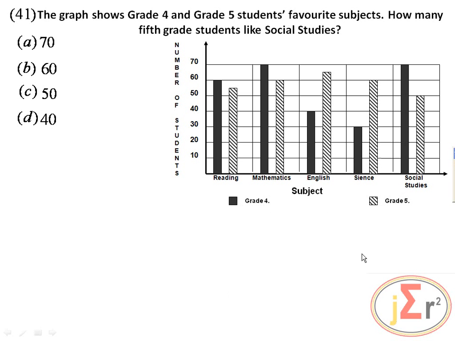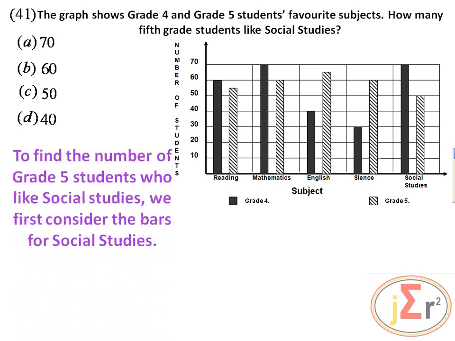So the striped bar is represented by what set of students, Jerry? Grade 5. And the completely dark bar represents which students, Jerry? Grade 4. Right. So let me ask you a question, Jerry. These students are from what grade? Grade 4. These students are from what grade? Grade 5. Right. So we may use the key in that fashion.